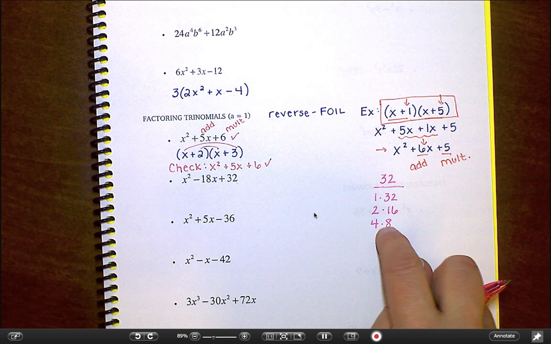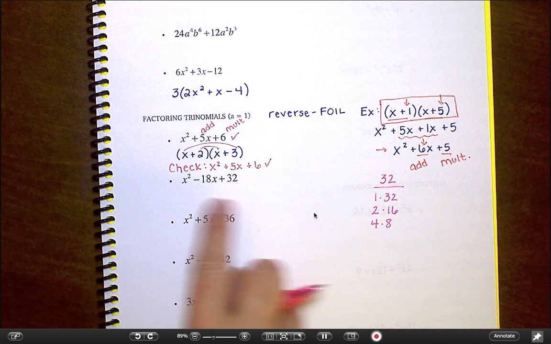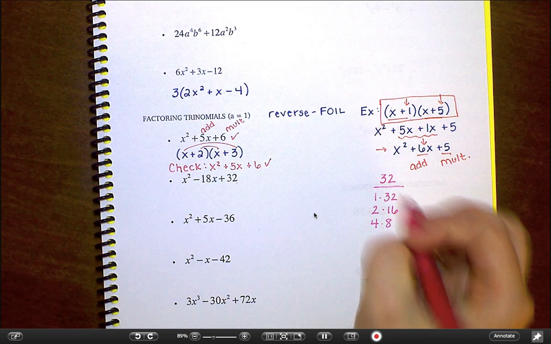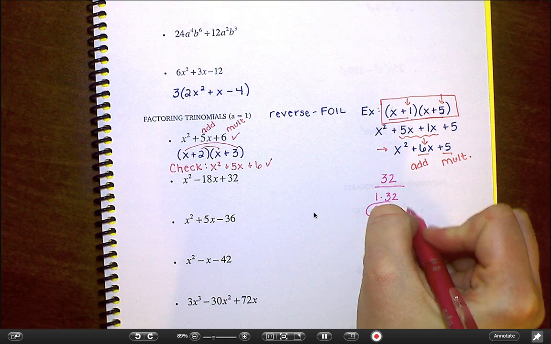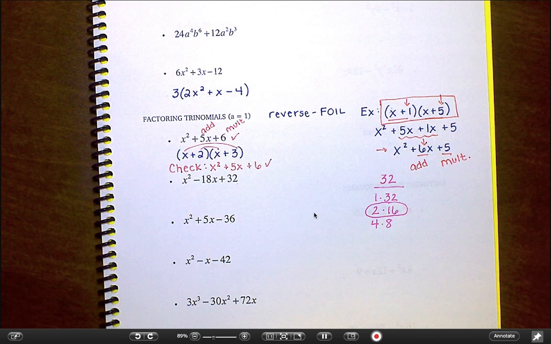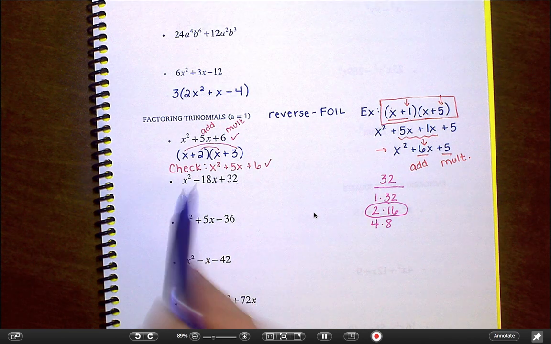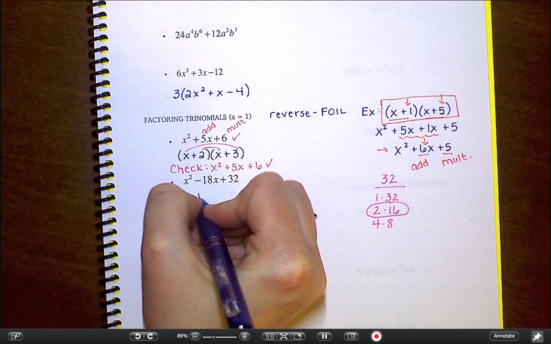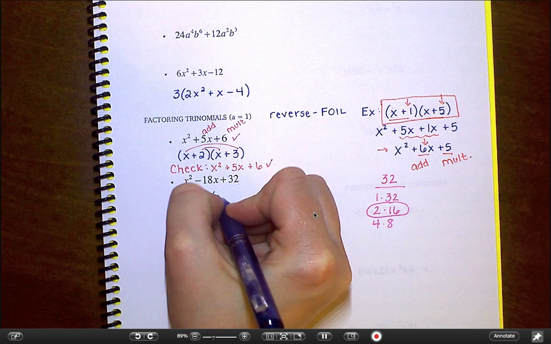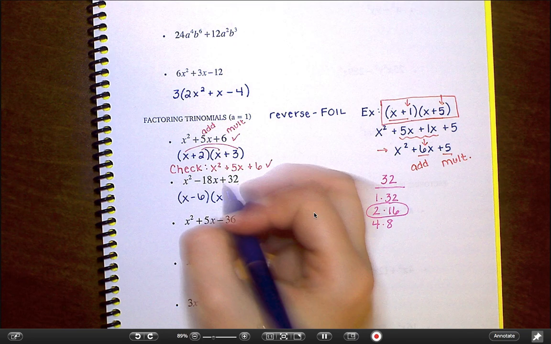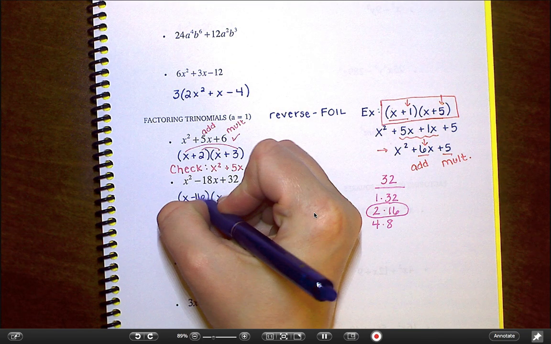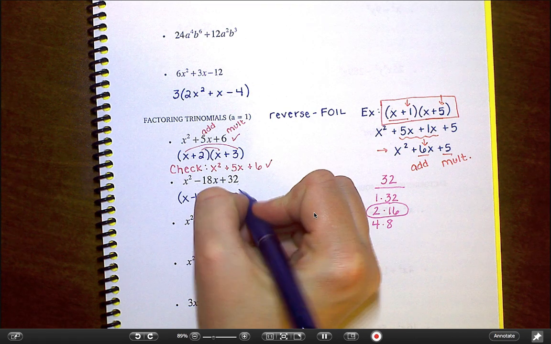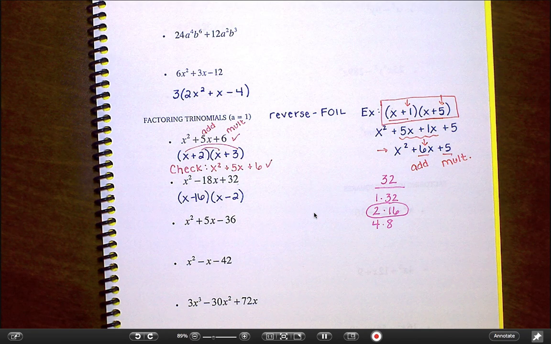So looking at these 3 options, I need an option that also adds to make 18 in the middle. So 2 and 16 is what I want to go with. And then remember we said they both have to be negative to make that negative 18. So I'm going to do x minus 16 and x minus 2. And that would be my factors. Okay.